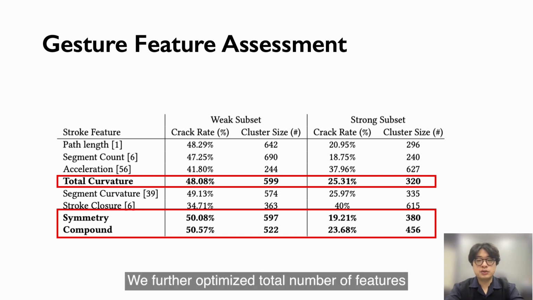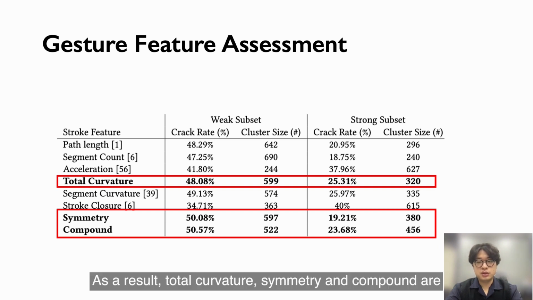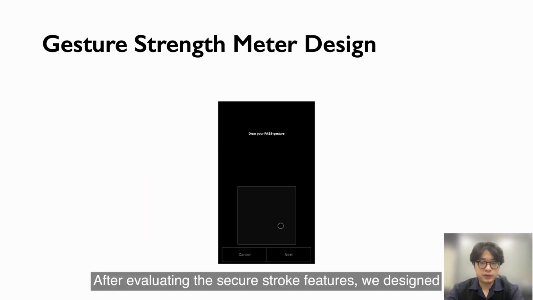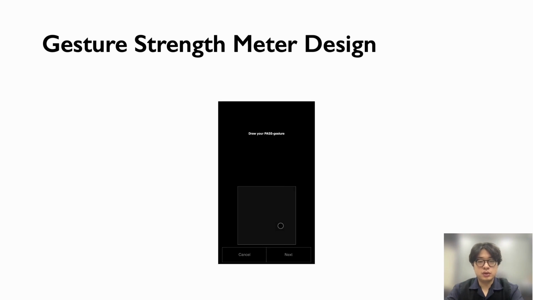We further optimized the total number of features by applying a clustering method on the features that have shown significance in crack rates. As a result, total curvature, symmetry, and compound are selected as our final stroke features. After evaluating the secure stroke features, we designed the interface of our gesture strength meter for phones.